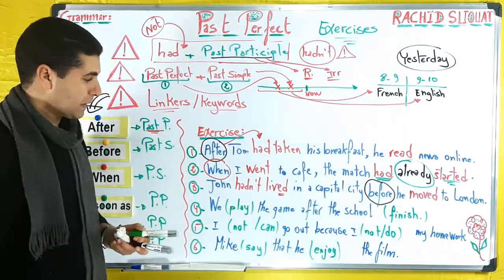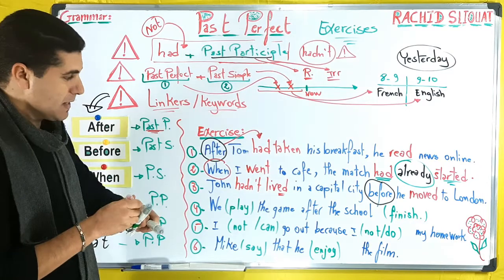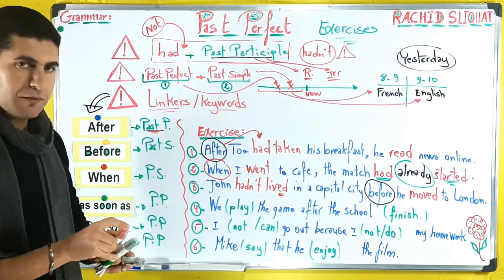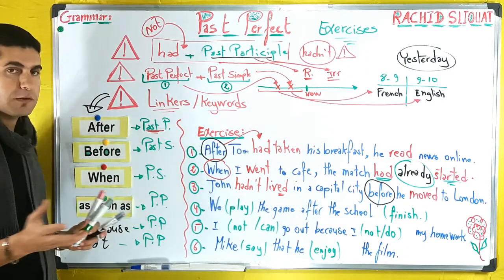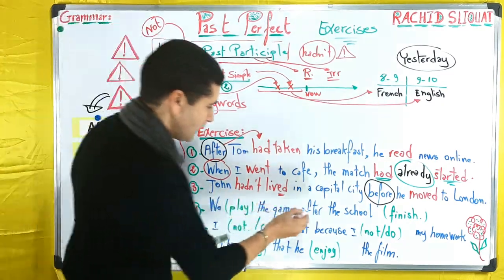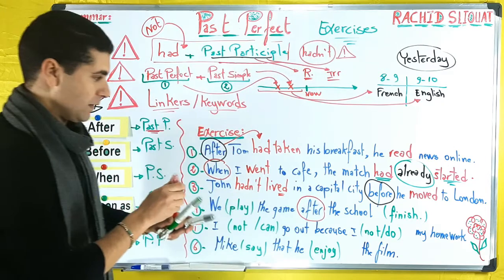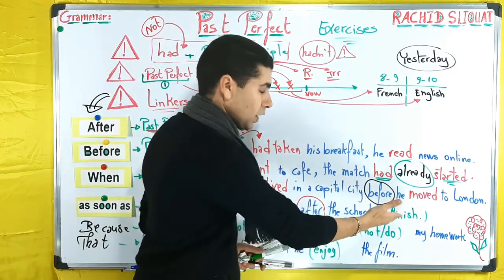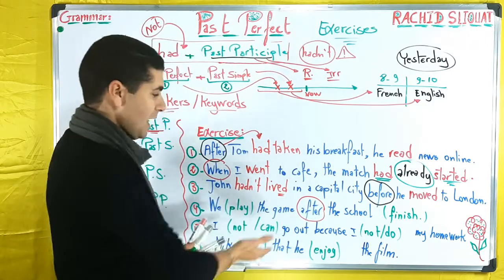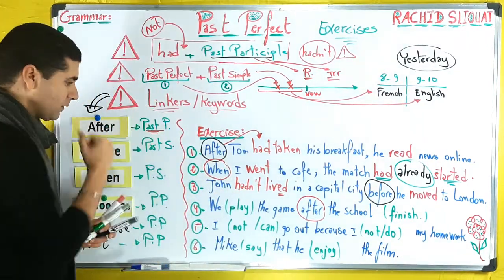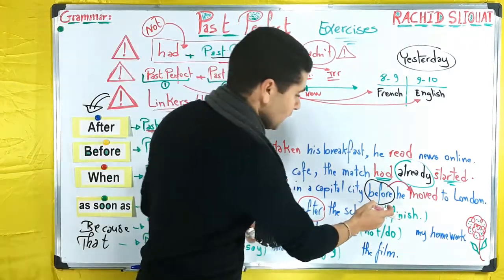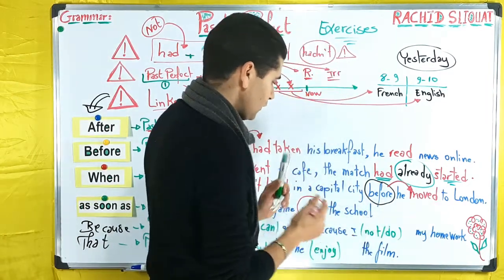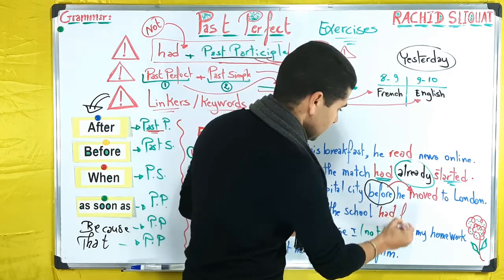Number 4, we play the game after the school finish. All right, do we have any keyword in the sentence? Yes, the keyword is after, okay? So this means that the following verb is going to be in past perfect and the other one is going to be in past simple. This is going to be in past perfect. So finish: after the school had finished.